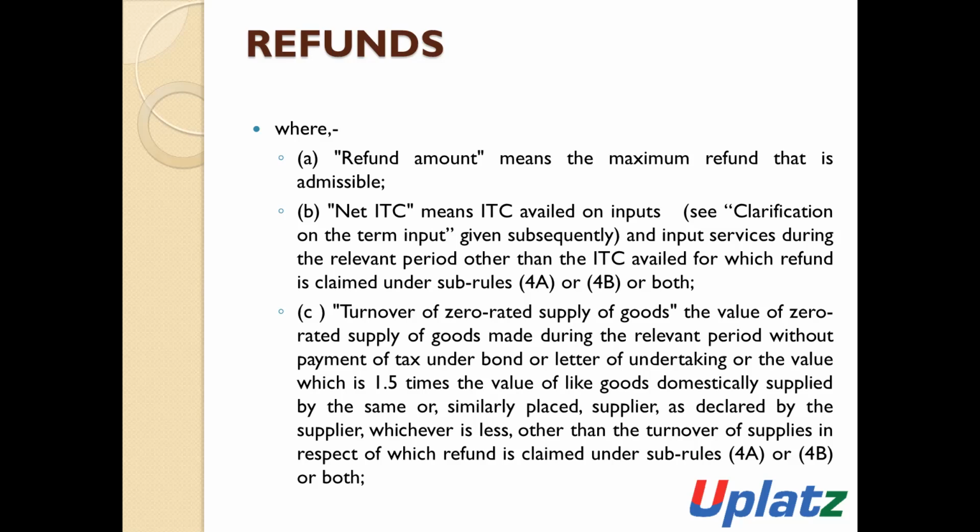Means the value of the turnover of zero rated supply of goods is the value of zero rated supply of goods made during the relevant period without the payment of tax under bond or letter of undertaking, or the value which is 1.5 times the value of like goods domestically supplied by the supplier or similarly placed supplier as declared by the supplier, whichever is less, other than turnover of supply in respect of which refund is claimed under sub-rule 4A and sub-rule 4B or both.